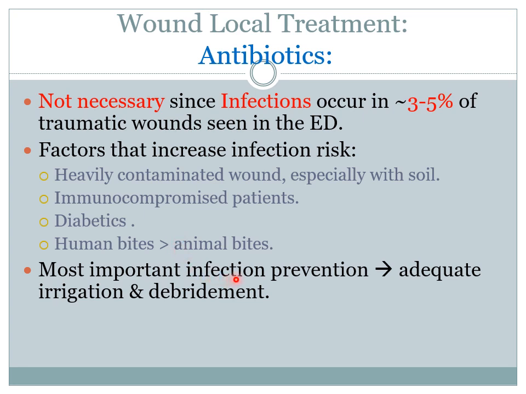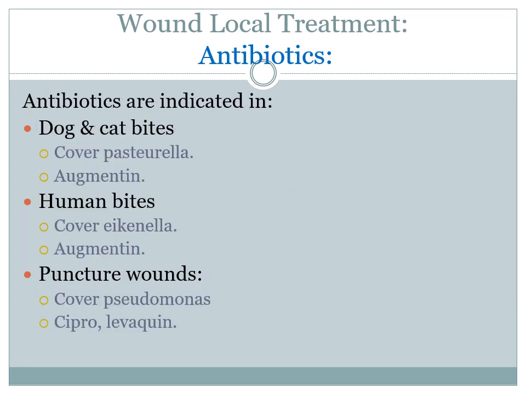The most important step to prevent any wound infection is adequate irrigation and debridement of the wound. Antibiotics are indicated in the wound usually if there was dog and cat bites, and in this case you give the patient augmentin to cover the pasteurella microorganisms. Human bites, you give also the patient augmentin to cover Eikenella microorganisms, while the puncture wounds you give the patient Cipro or ofloxacin or levofloxacin to cover the Pseudomonas infection.